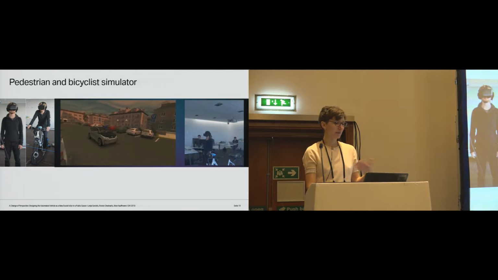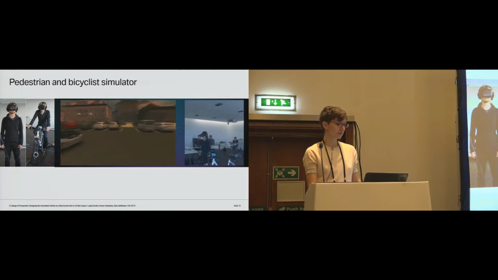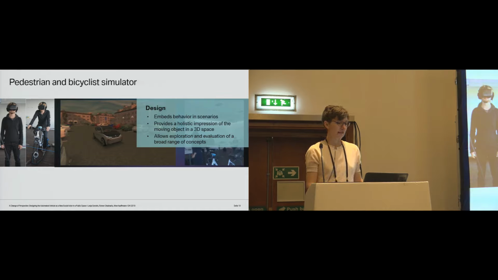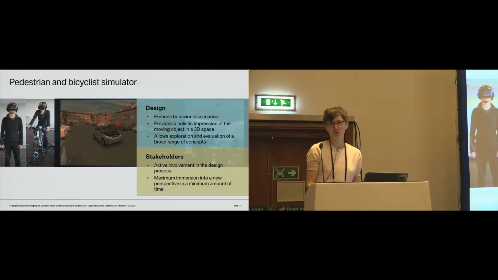So you can see the vehicle coming up, and it gives a light signal in the front. And you can see how it nicely embeds the signal in the scenario, and it also provides a holistic impression of the moving object in 3D space. In addition to that, it allowed us to explore and evaluate a broad range of concepts without having to implement everything in a costly manner into a real vehicle. This was also great for discussing it with stakeholders and actively involving them in the design process.